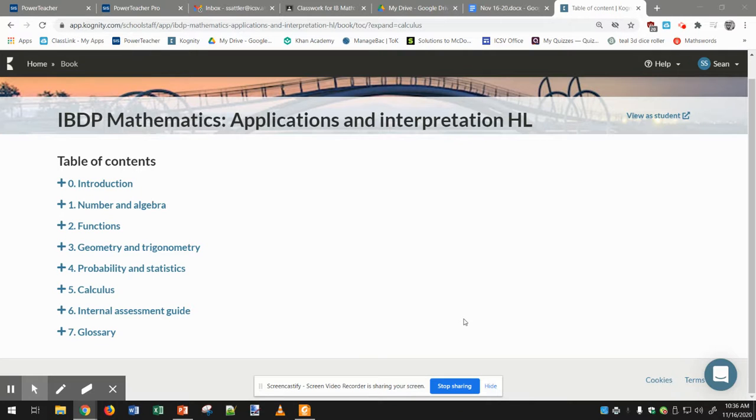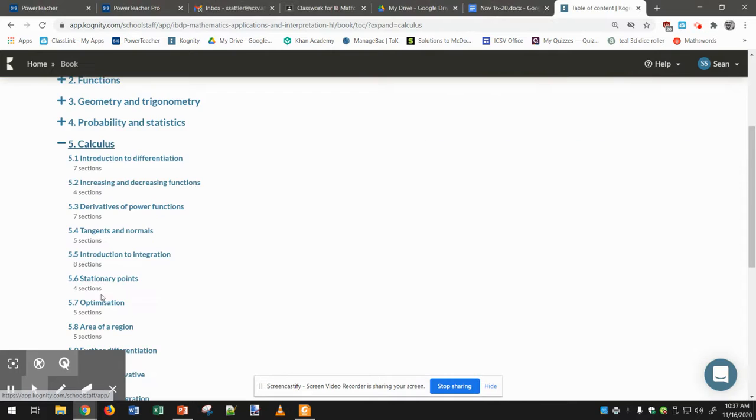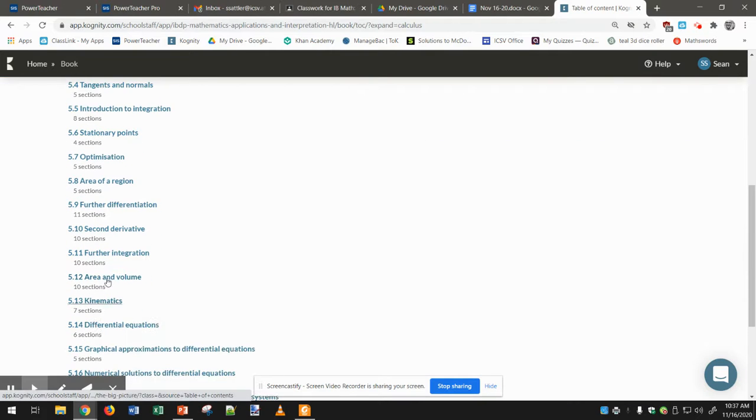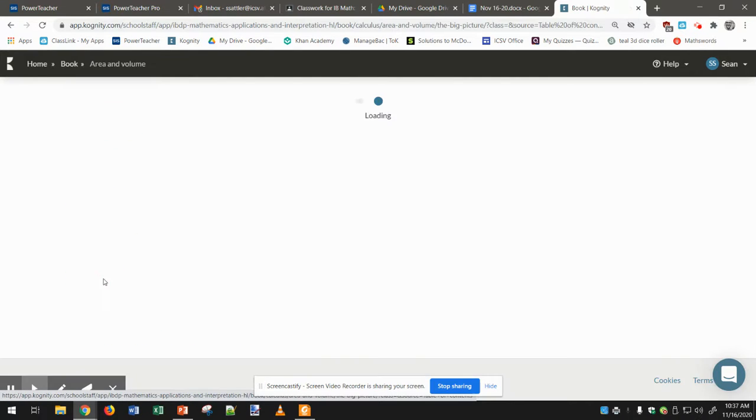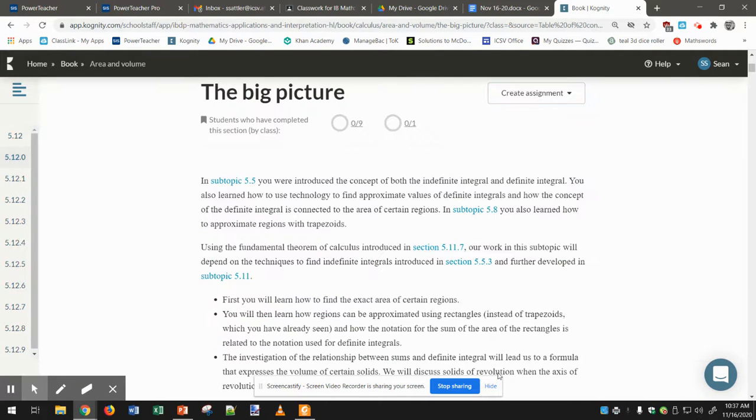So, hello, in this video, I'm going to go through 5.12. So we're going to go through area and volume. And as you can see, there are 10 sections in here in Cognity. You can use Cognity as a resource, but I'm not going to require you to read through all these sections. But by all means, if you want to do the checkpoint questions, you can do that.